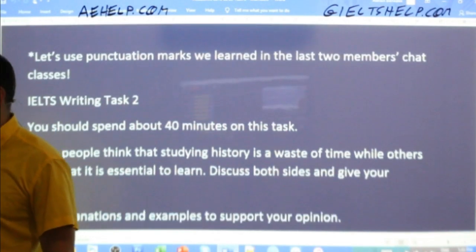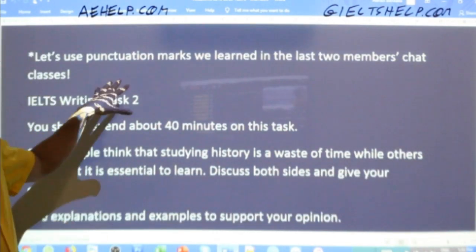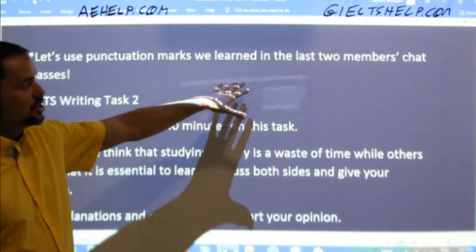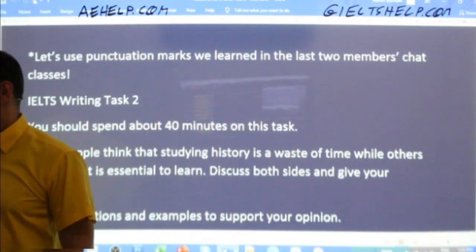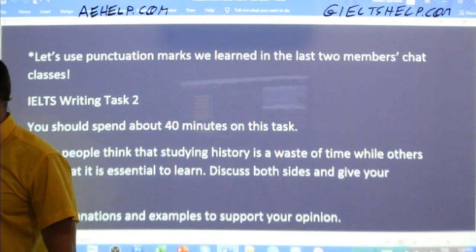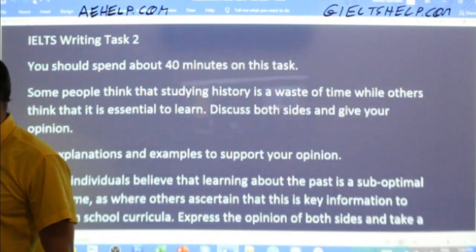So we are focusing, members, on using punctuation marks that we learned in the members chat classes this week, continuing with the body paragraph and the conclusion today.